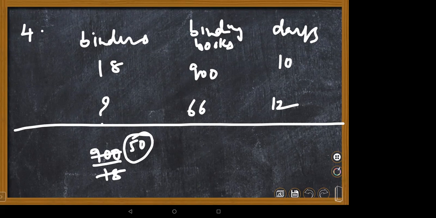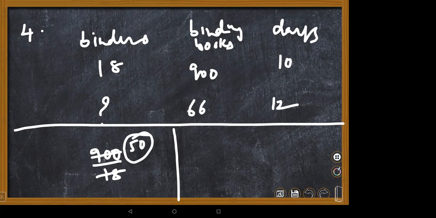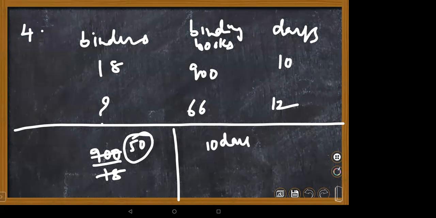No, just a minute, children, we will complete and go. Here, one binder in 10 days, how much? What is the capacity of one binder in 10 days? 18 binders can do the 900 books. So one binder means 50 books in 10 days. In 1 day it will be 5 books. So here in 10 days, one binder can bind 50 books. In 1 day, what can he bind?